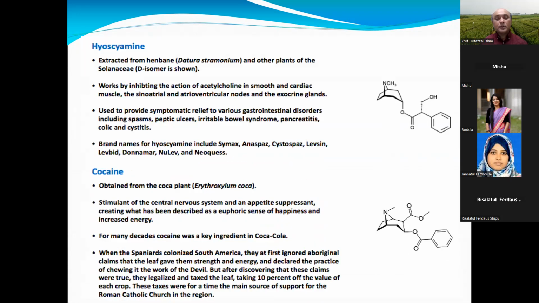There are some other tropane alkaloids like hyoscyamine and cocaine. I shall focus on hyoscyamine, also extracted from Datura stramonium, the Datura plant. Its brand names are Cystospaz or Anaspaz, and there are several others. Many trade names of drugs use this active ingredient.